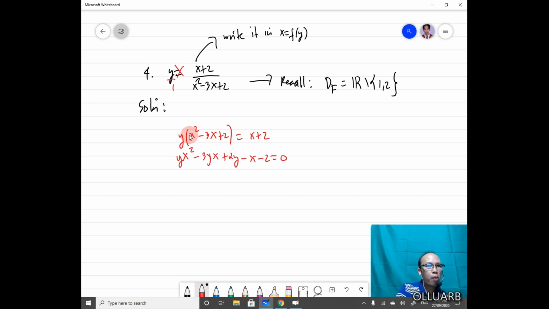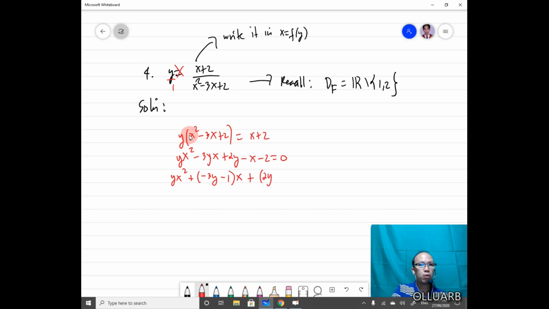And then we have to combine the x's. We have x here, minus, let's see, negative of the quantity 3y minus 1 times x.